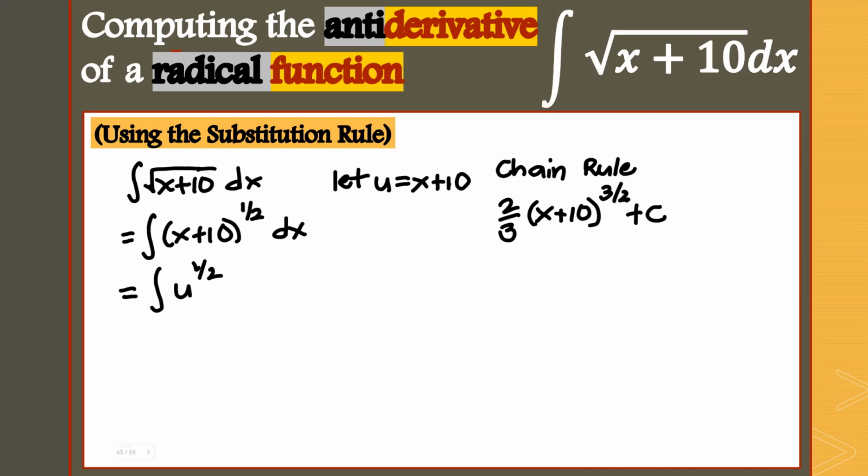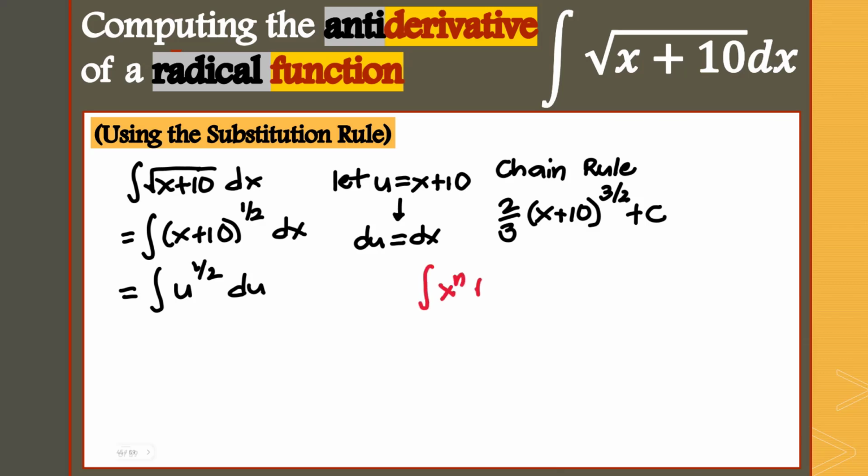And for our dx, we need to get the derivative of both sides with respect to their intended variable. So the derivative of u is du, and the derivative of x is dx, and the derivative of 10 is 0. So du is just equal to dx. The point here is that by substituting x + 10 with u, we can also substitute our dx with du so that we can actually integrate. So we have u to the power of 1/2 du instead of a more complicated form with the binomial expression x + 10.